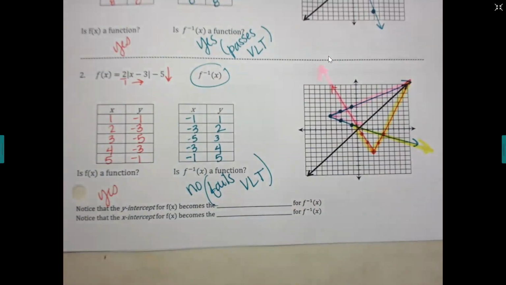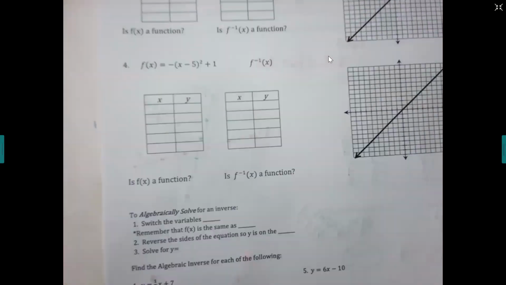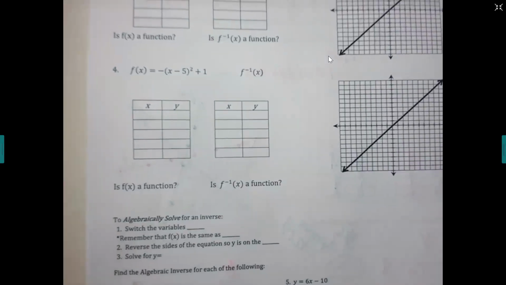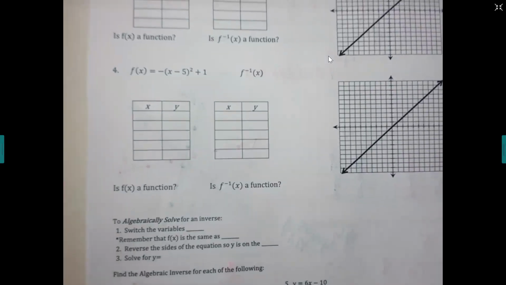Okay, we're gonna do one more of those. Turn the page, please. And we're gonna do number 4 instead of number 3. The bottom part, let's go back and fill in those blanks.